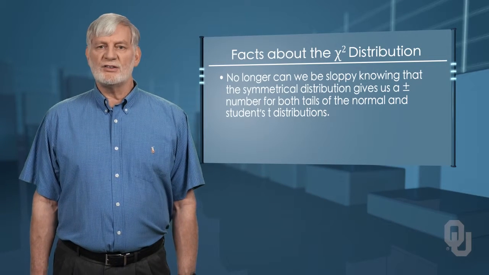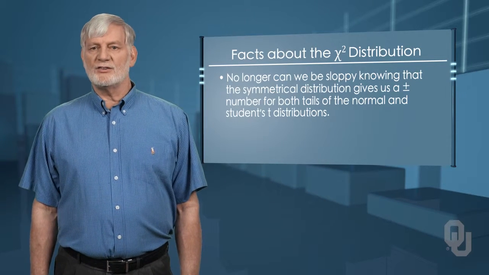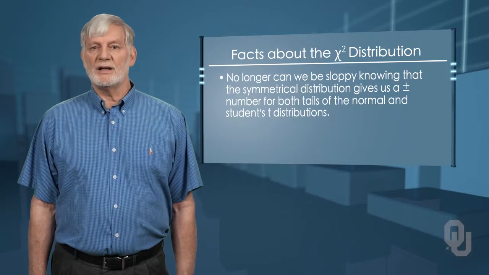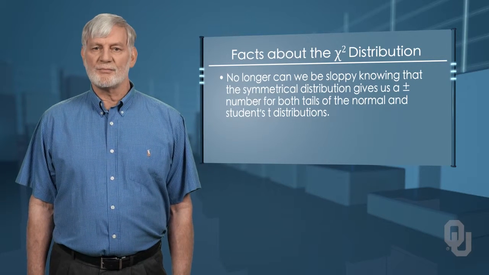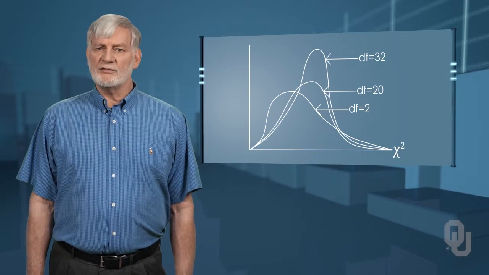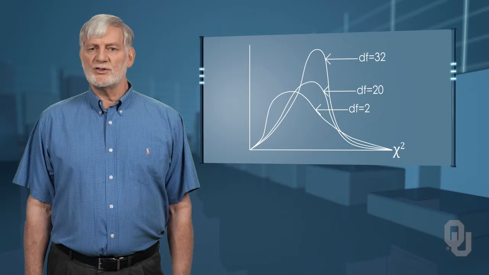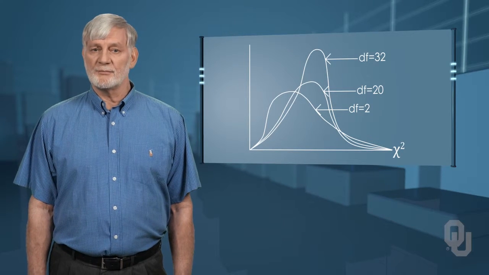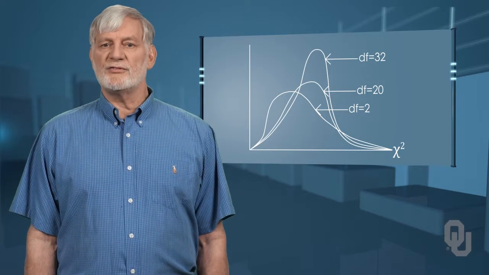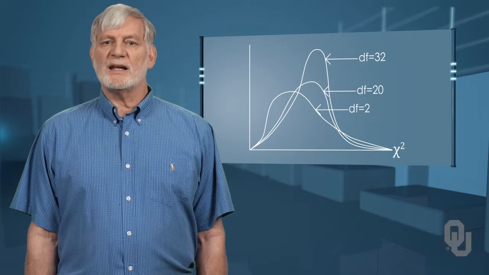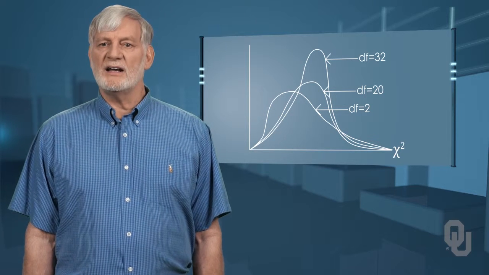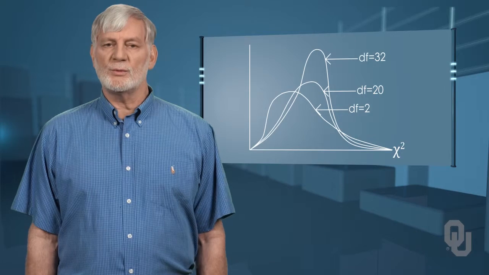No longer can we be sloppy, knowing that the symmetrical distribution gives us a plus or minus number for both tails, like the normal and the student's t distributions. Like the student's t distribution, however, there is an infinite number of chi-square distributions, one for each degree of freedom. The distribution becomes less skewed as the number of degrees of freedom increases. This is something like the student's t distribution, but the chi-squared will always be tied at the origin, 0, 0.